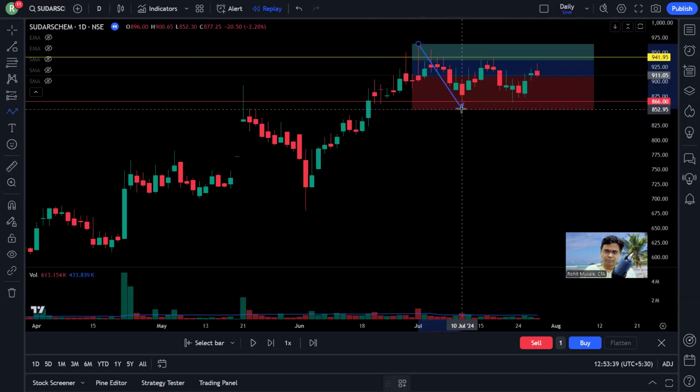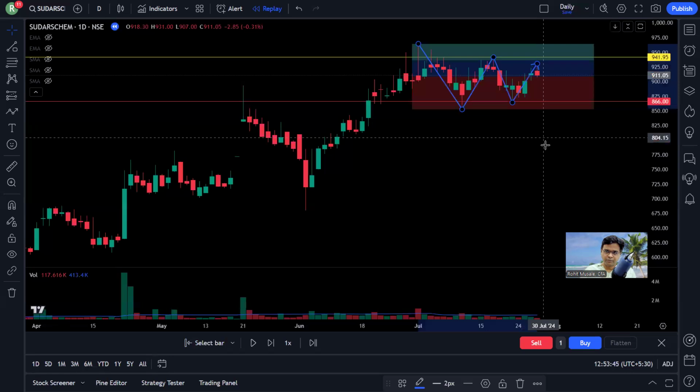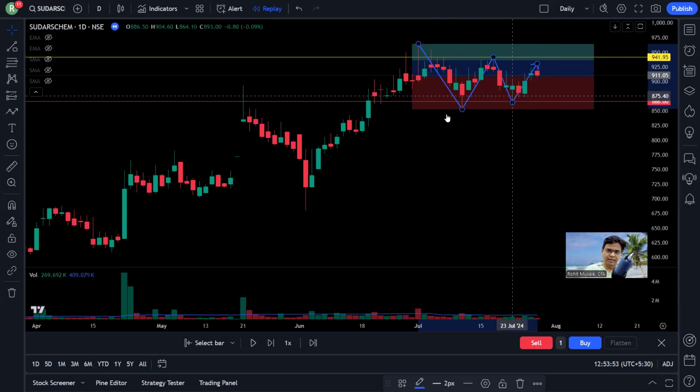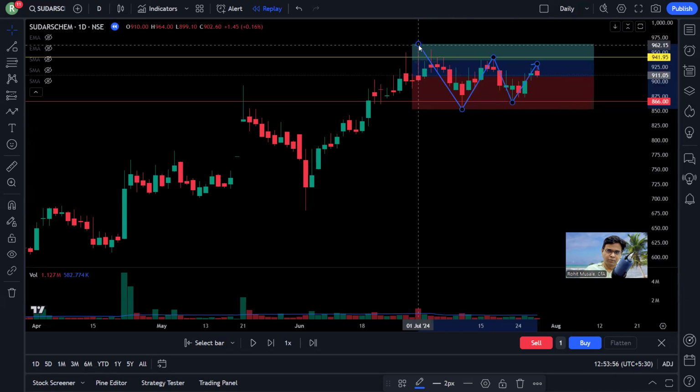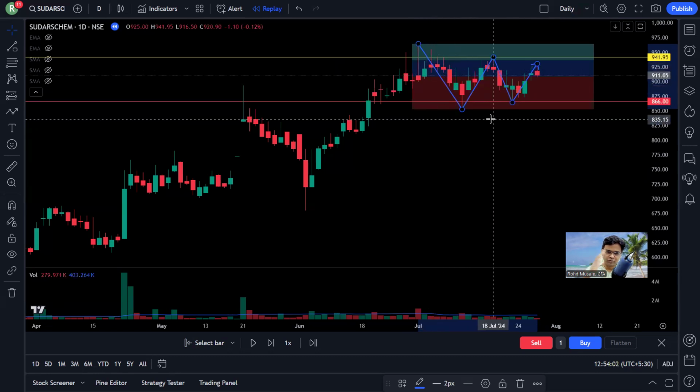0.1, 0.2, 0.3, 0.4, and 0.5. I'm looking for a minimum of 4 points in the base. This base has 5 points. Okay. And there are 10 candles in the base. So if 0.1 starts from here, I start counting from this candle. So 1, 2, 3, 4, 5, 6, and so on.